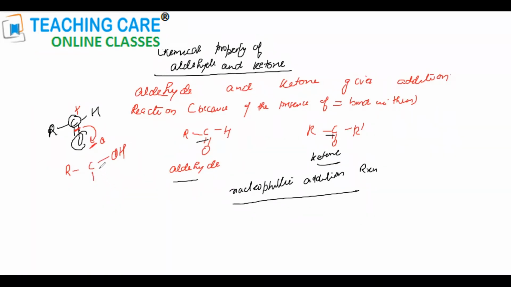They are nucleophiles, nucleus loving. So the nucleophile is added here because the carbon has a positive charge, and the oxygen has a negative charge. So the nucleophile is going to add on this aldehyde. Similarly, ketone also shows nucleophilic addition reaction because the carbon is positive. So the new nucleophile is going to attach on this. Got it?